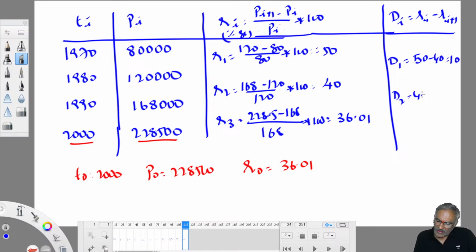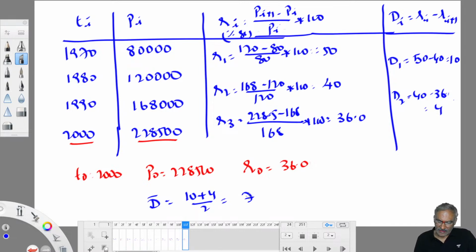D2 is equal to 40 minus 36.01, or almost 36, you round it to 36. It doesn't make any difference. So D2 is 4%. Therefore D bar is equal to 10 plus 4 by 2, a 7% average decrease.